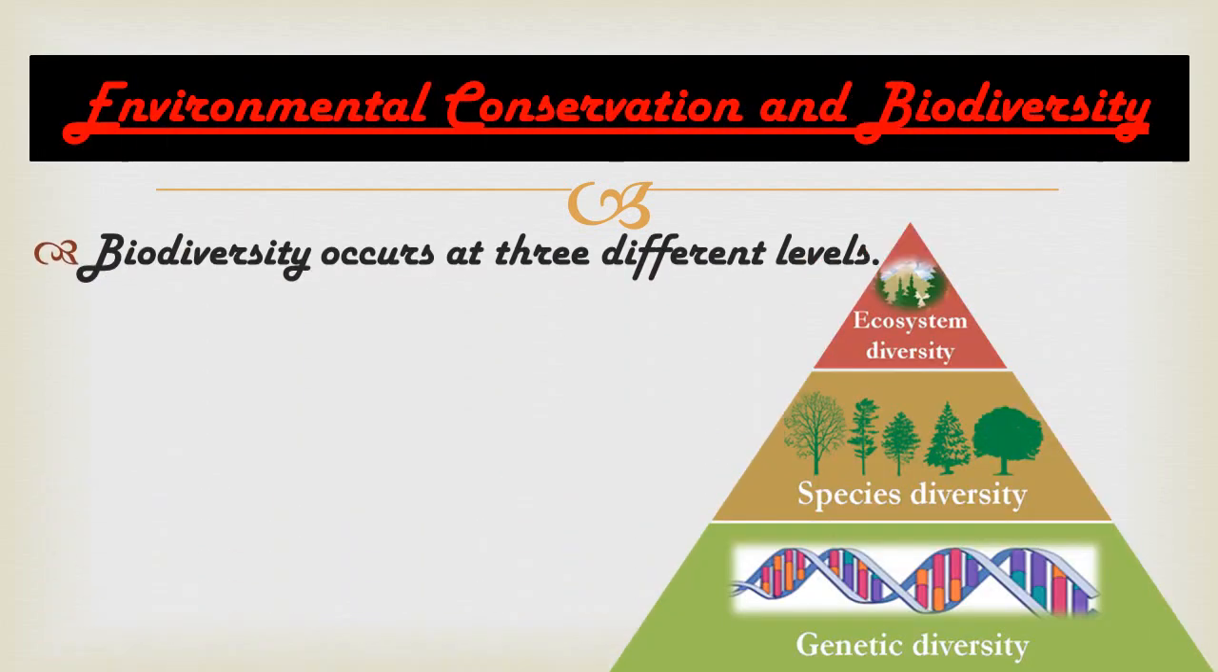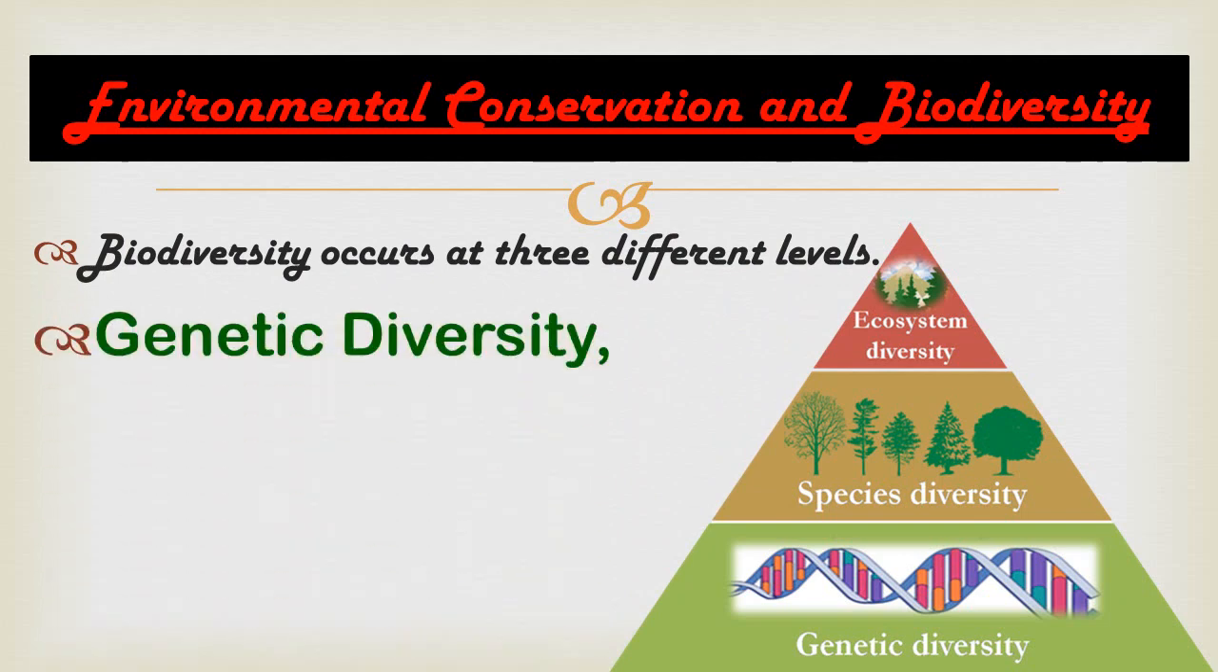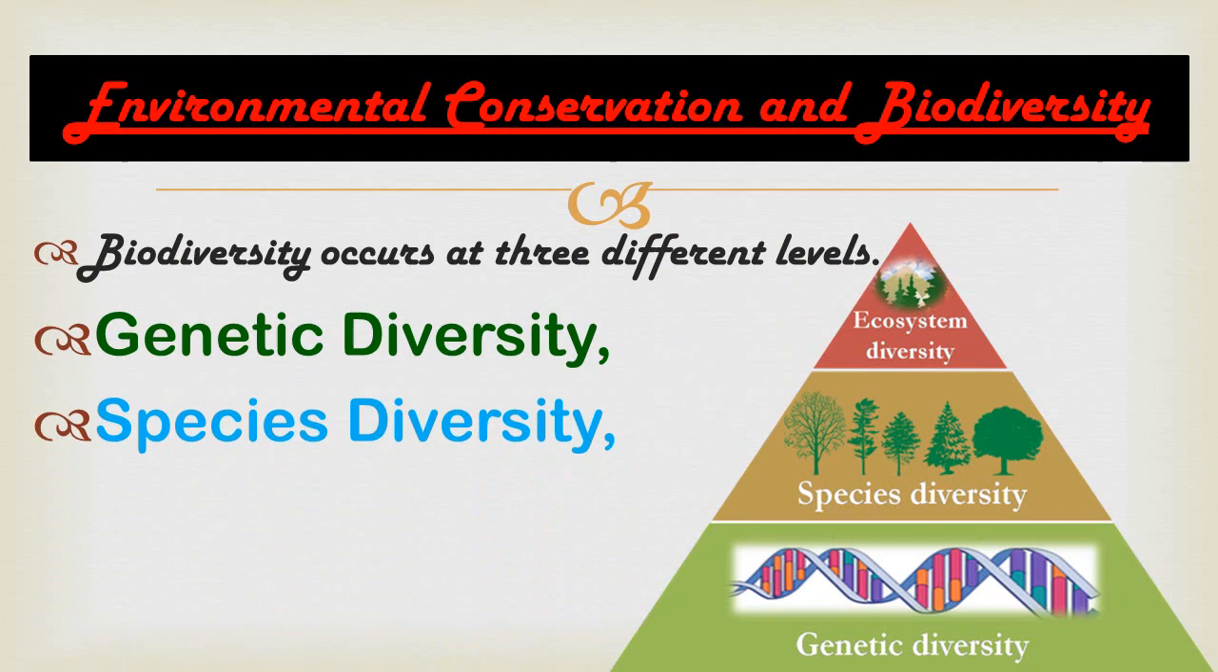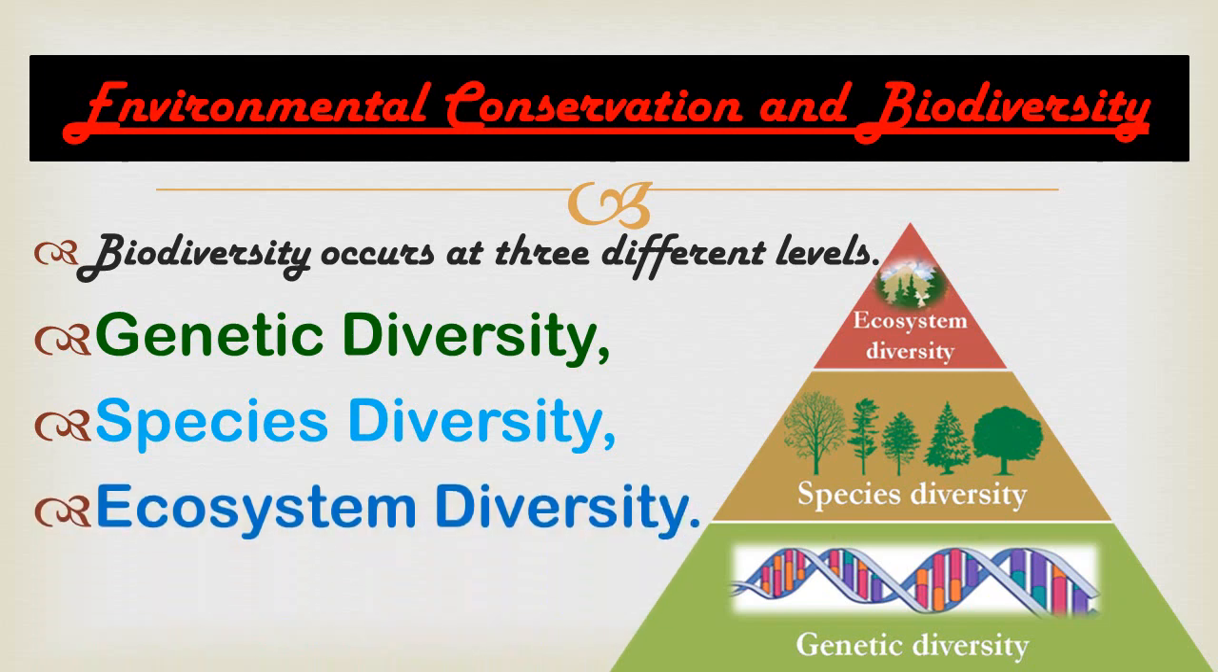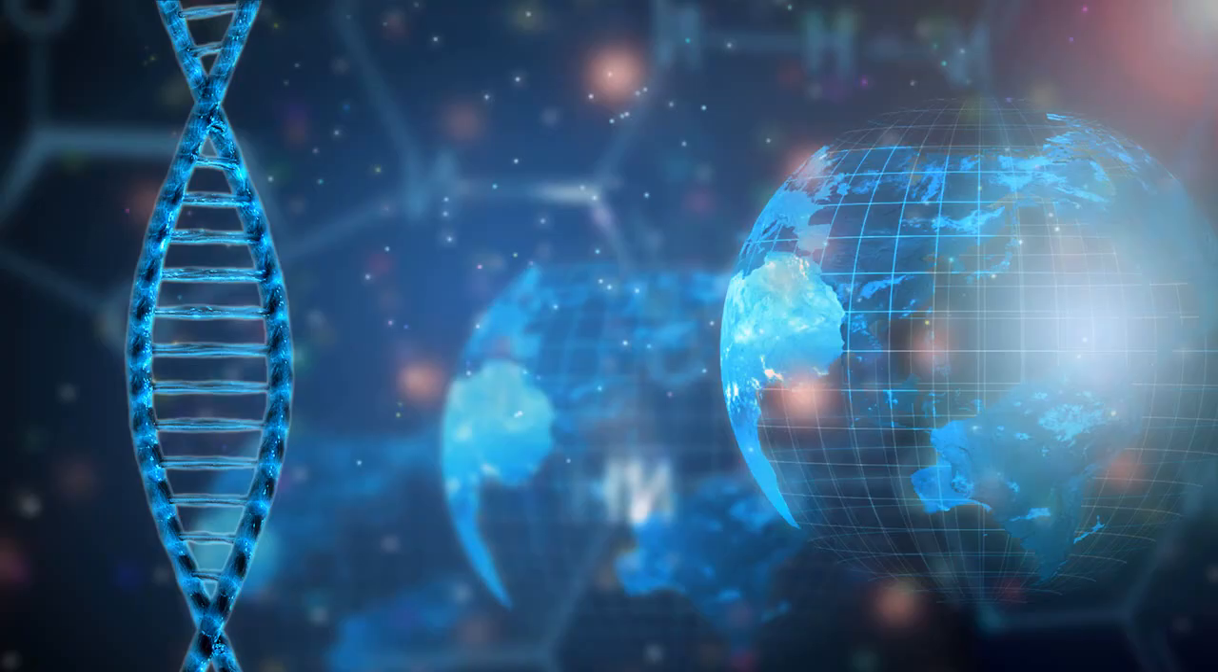Okay, so students, biodiversity occurs at three different levels. The first level is genetic diversity, that means in genes, and then species diversity. You can observe the pyramid also: genetic diversity, species diversity, and the third one is ecosystem diversity. That means different types of ecosystems are also present in our nature. Okay, now let's understand one by one.